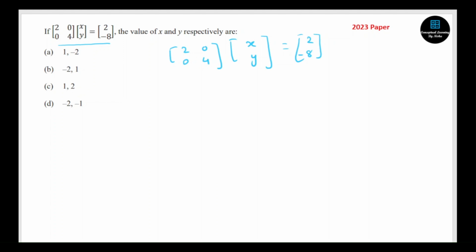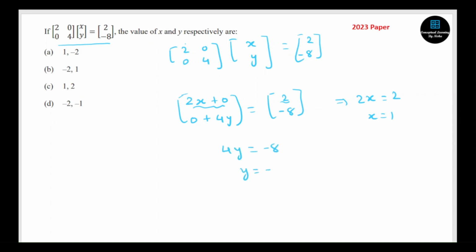Now we will apply the multiplication technique. So 2 into x is 2x. 0 into y is 0. Now 0 into x is 0 plus 4 into y is 4y. This is the multiplication of these two, which equals 2, negative 8. Now you have to equate the first element with the first element. So what does it give? 2x equals 2, hence x equals 1. And 4y equals negative 8, so y equals negative 2. So this is my answer for this. I hope you understand this.